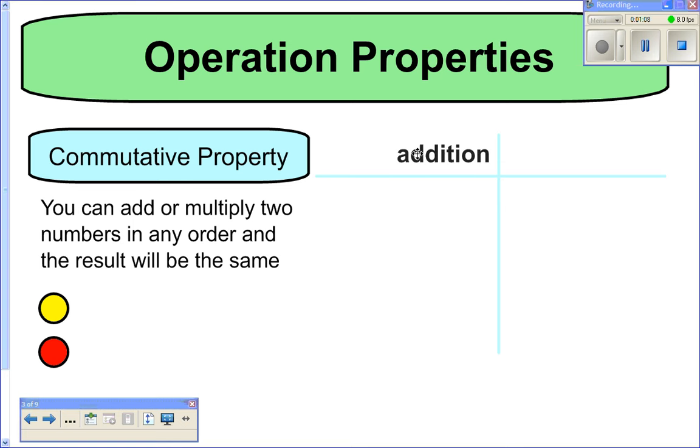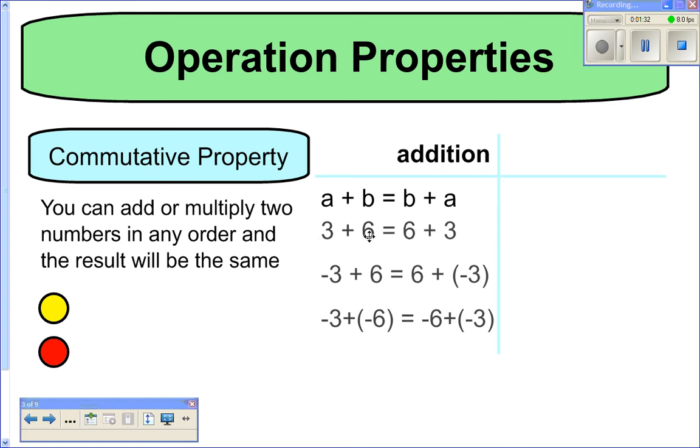Let's consider that in regards to addition. The commutative property of addition says that whether you're starting from A and adding B, or you're starting from B and going to A, A plus B or B plus A, the result is going to be the same. If you're traveling from your home to school or from school to home, the distance is still going to be the same. Let's look at some numerals as examples.